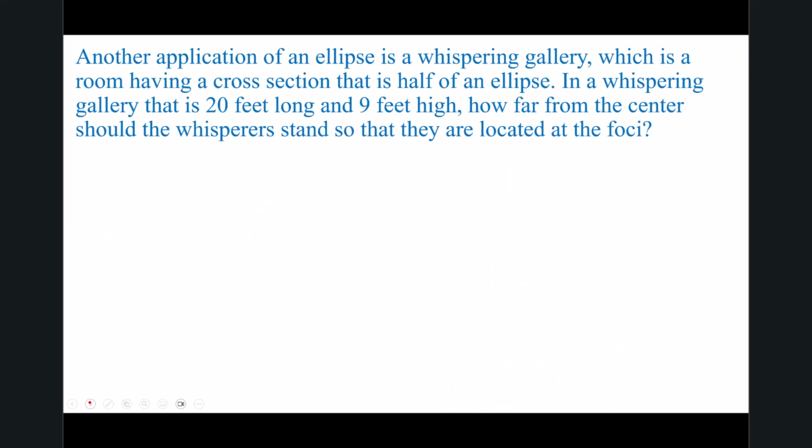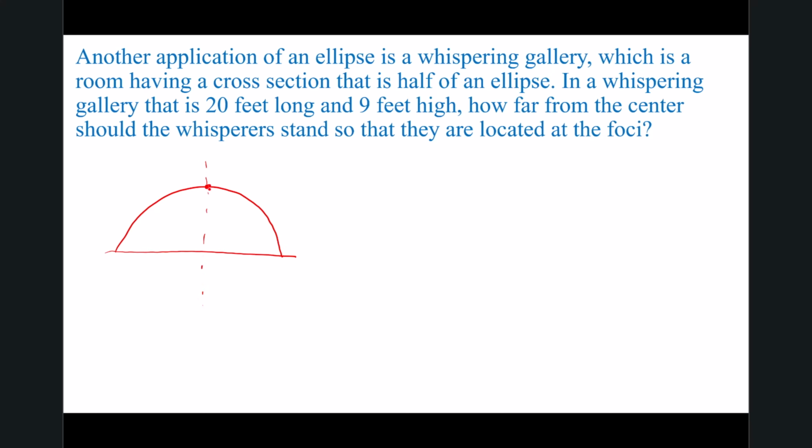Another application of an ellipse is a whispering gallery, which is a room that has a cross section that is half of an ellipse. In a whispering gallery that is 20 feet long and 9 feet high, how far from the center should the whisperer stand so that they are located at the foci? So if the two whisperers are located at the foci, they will be able to hear each other. That's what's really cool about a whispering gallery.